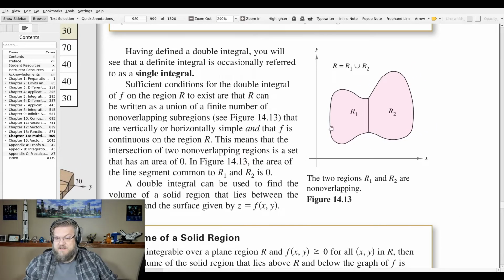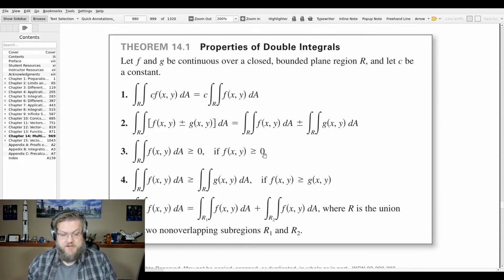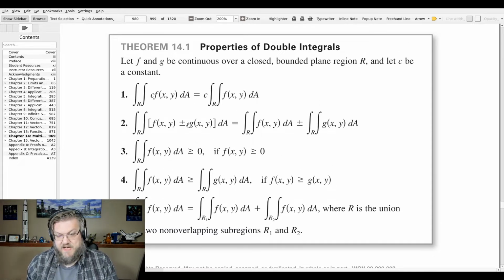Yeah, so instead of integrating over this whole region, I could, if I needed to, split this into an R1 and an R2, take the double integral over this region itself, and then add it to the double integral over this region itself as well. So those are the properties of the double integral. These are going to be helpful when we're actually calculating, that you can take constants out and split them up and all that sort of stuff, yeah?